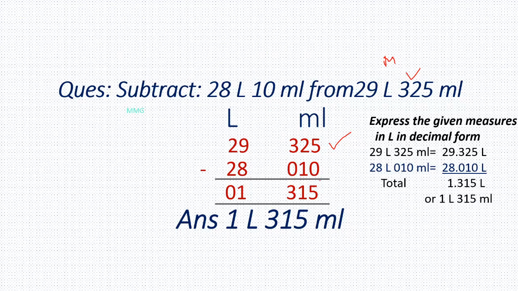Now we have to do subtraction. 5 minus 0 is 5, 2 minus 1 is 1, 3 minus 0 is 3, 9 minus 8 is 1, 2 minus 2 equals 0. So you can see here 1 is under liter column and 315 under milliliter column. So our difference is 1 liter 315 milliliter.